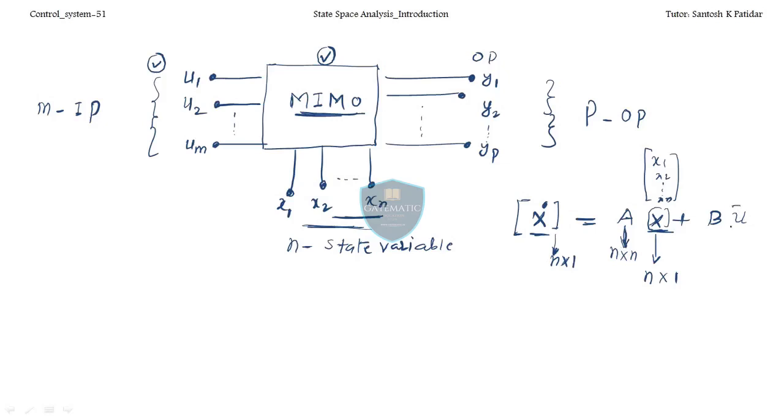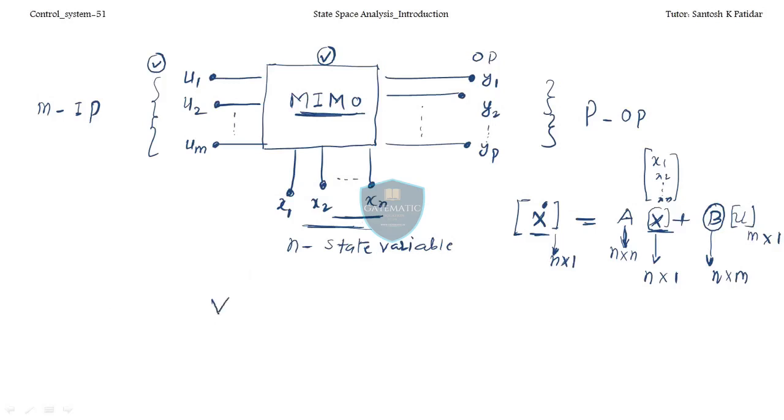Now let's come to U, the input. M cross 1, clearly shown over here, M cross 1. So what will the B be? B relates the state variables also, so the order will be N, and it is going to relate to input also. So this is M; N cross M will be the order of the B matrix. Okay, don't worry, in the question I'll tell you everything, I'll clear everything.